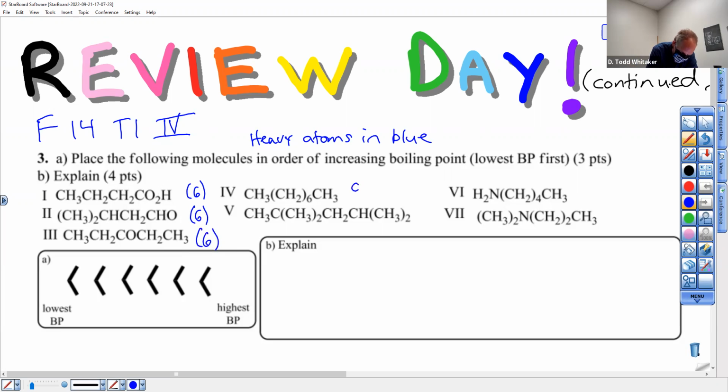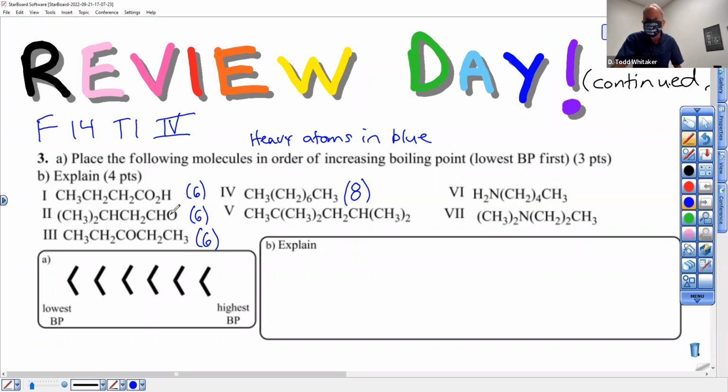Now I hope that you realize even though IV is bigger than the first 3, they all have substantially stronger intermolecular forces available. Especially number 1. Carboxylic acids are top dog in this course for intermolecular forces because they have hydrogen bonding through the OH, and the carbonyl can accept a hydrogen bond from another molecule. So it's got double hydrogen bond. So I'm never going to pick a London only over something similar in size with stronger forces.